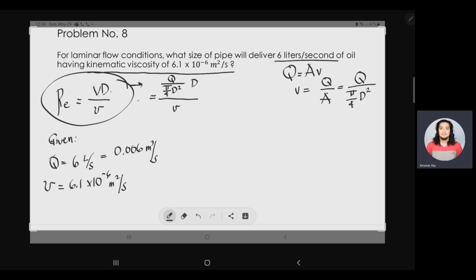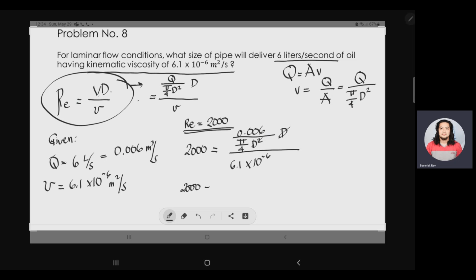Ating RE, di ba? For laminar flow conditions, yung ating RE ay dapat pasok sa 2,000. So, yung ating RE dito ay 2,000 equals yung discharge natin na 0.006 over pi over 4 d squared times d over 6.1 times 10 to the power of negative 6. So, maka-cancel out ito siya. So, magiging 2,000 equals 0.006 over pi over 4 d over 6.1 times 10 to the power of negative 6.